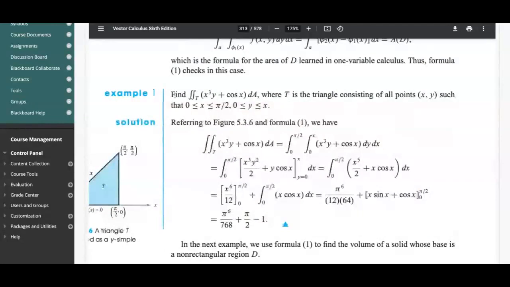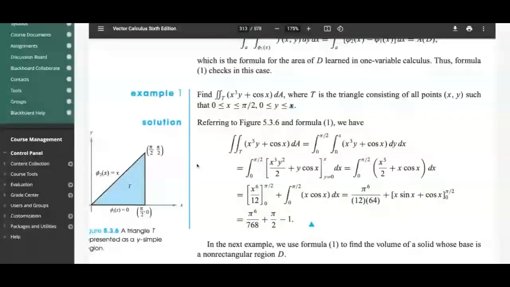Let's see this one. So example 1. The integrand is x cubed y plus cosine x. The region is given as this. The x direction goes from 0 to pi over 2, so that's x simple. The y direction goes from 0 to x. So 0 is a number, but x means the line y equals x.